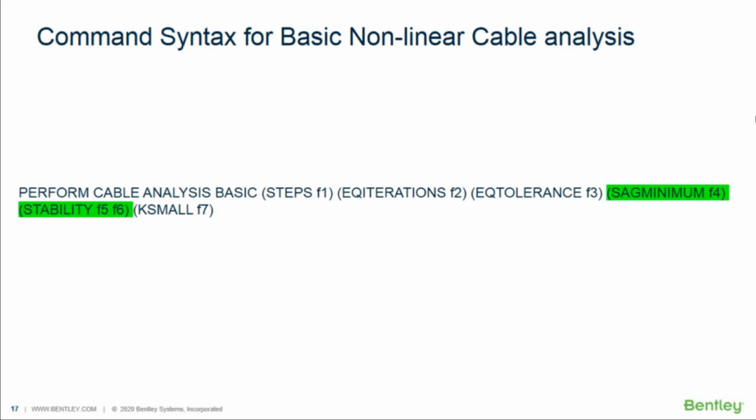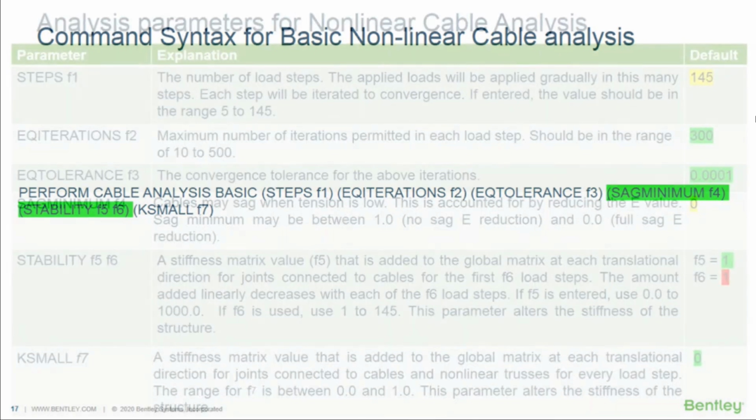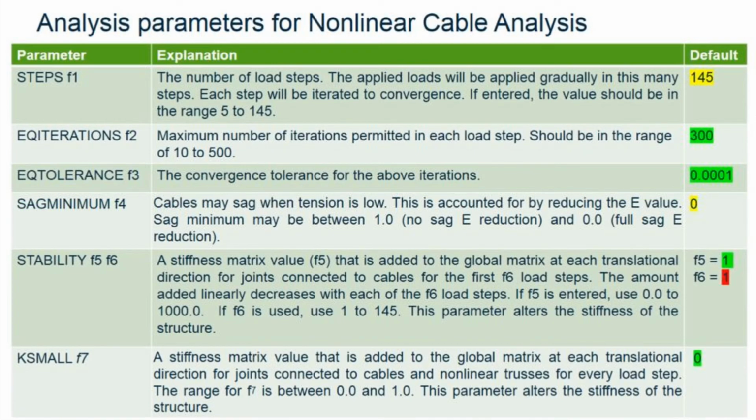So let's have a detailed look at these parameters. The first parameter is steps, F1. The user input is F1, the number of steps. The default is 145 steps. I highlighted it in yellow because for most of our problems, this default value is good enough, but not always. Let me explain more about that.